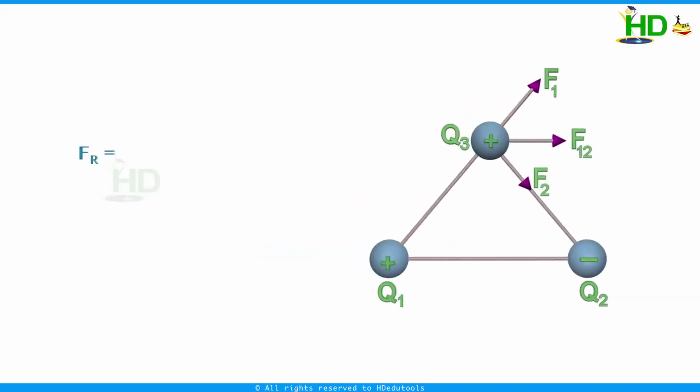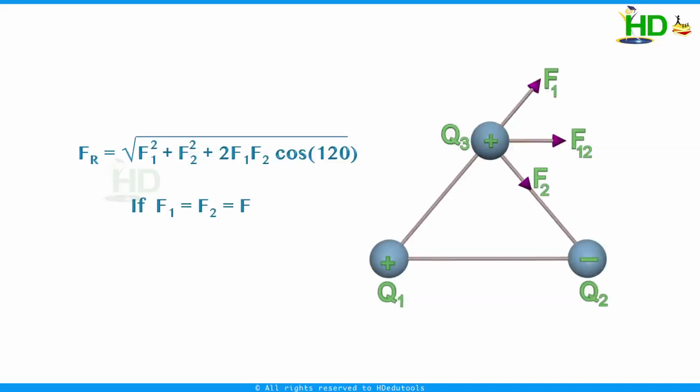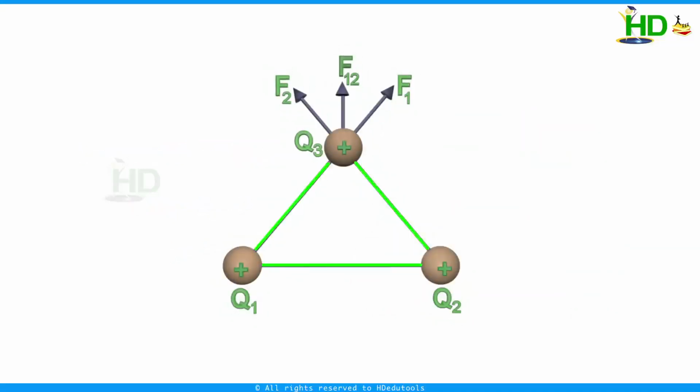The resultant force is F12 equals root of F1 square plus F2 square plus 2 F1 F2 cos theta. Taking F1 equal to F2, theta equal to 120 degrees, we get the resultant force equal to F1 or F2. Now in this case, if this is an equilateral triangle, this angle is 60 degrees. Taking F1 equal to F2 and theta equal to 60 degrees, we get the resultant force Fr equal to root 3 F1 or root 3 F2.